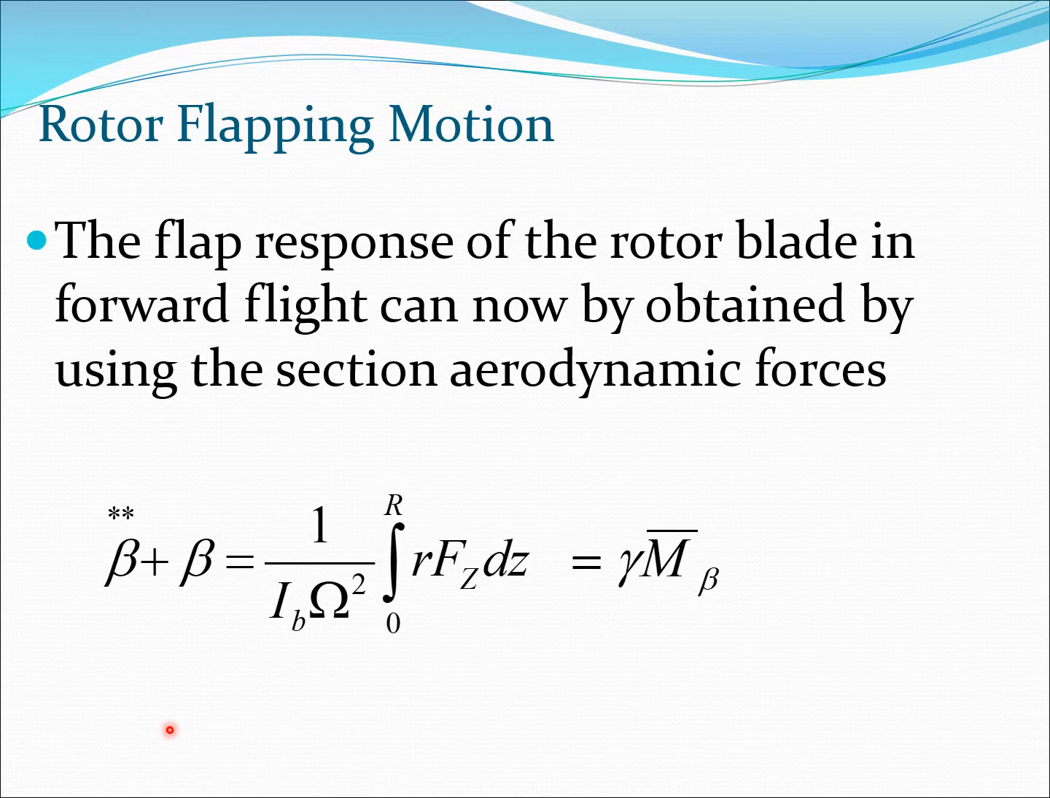So let's think back about the equation for the flapping blade. You will recall the equation here, beta double star plus beta is gamma m beta bar. Now, what changes in forward flight is that this m beta bar needs to be calculated, and to keep things simple, we assume the blade is such that there is no offset of the hinge, so nu beta is 1.